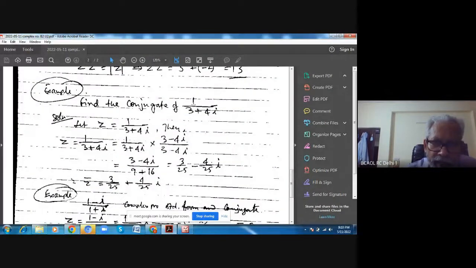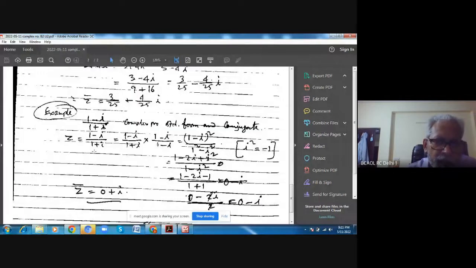Find the conjugate of 1 by 3 plus 4i. Simply multiply by 3 minus 4i, which is the conjugate. Ultimately if you do it, you get 4 by 25, and this is the way you find the conjugate of this. Another example is 1 minus iota and 1 plus iota. Write the complex number in standard form, then you have to conjugate it also. So this way also it is.